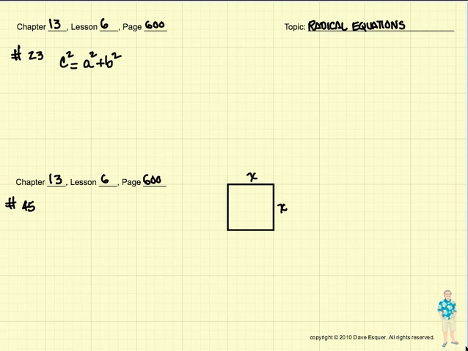Good morning. Chapter 13, Lesson 6 is on page 600. We have only one lesson more to go after this Lesson 6, and the book will be entirely finished. Congratulations. Number 23 says c squared is equal to a squared plus b squared.